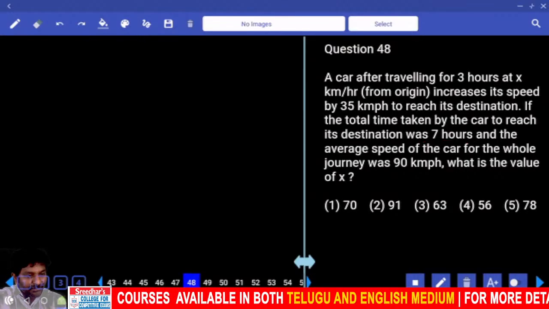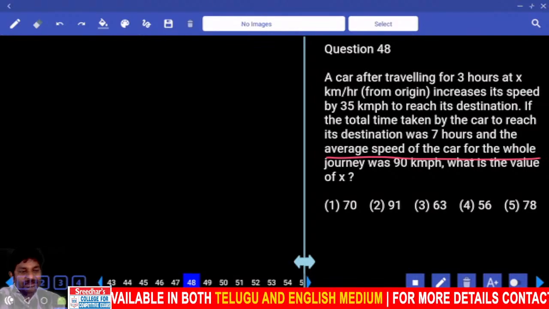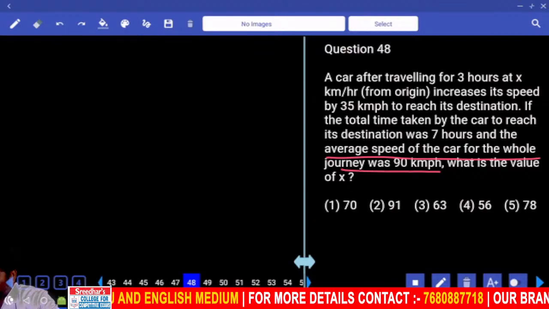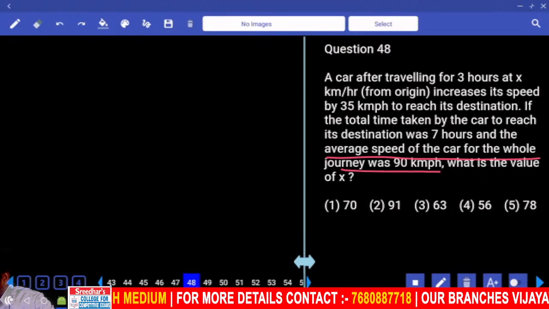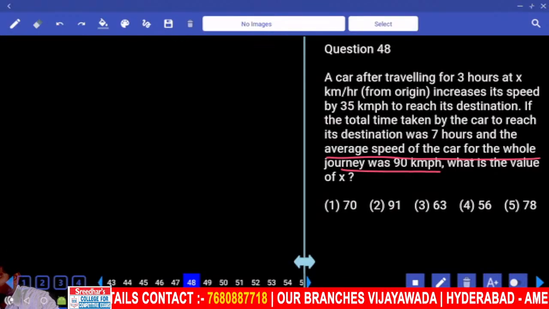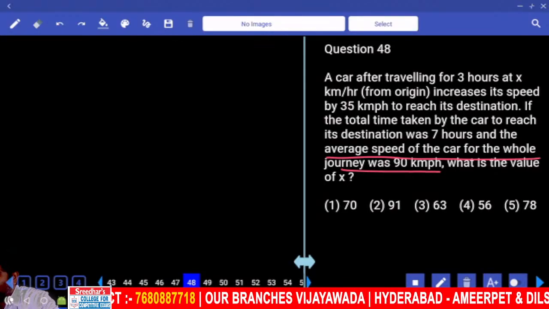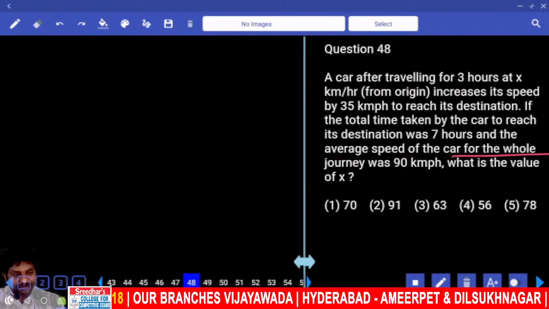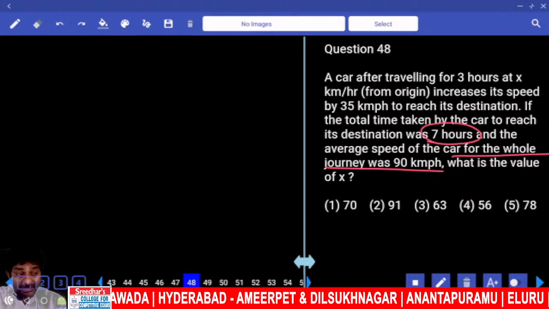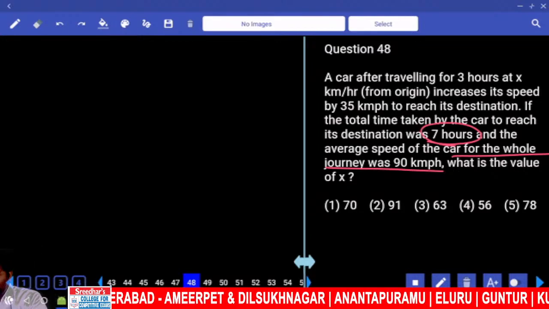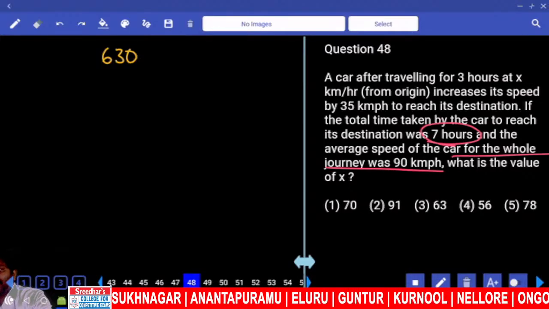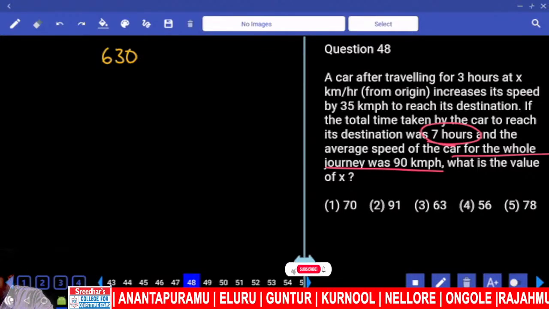Wait a minute. The average speed of the car for the whole journey was 90 km per hour. Then total distance will be equal to total speed multiplied by total time. Total speed meaning average speed. Come on. Which is 90. Average speed for the whole journey 90 km per hour. Like that, for how many kilometers did it travel? Then total distance covered is 630. Correct? Right.